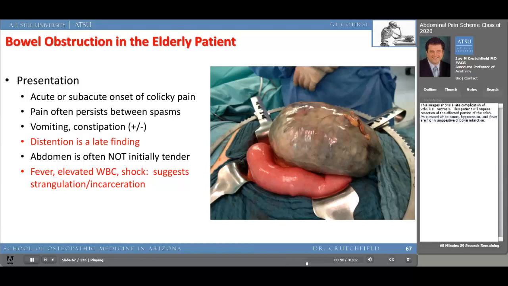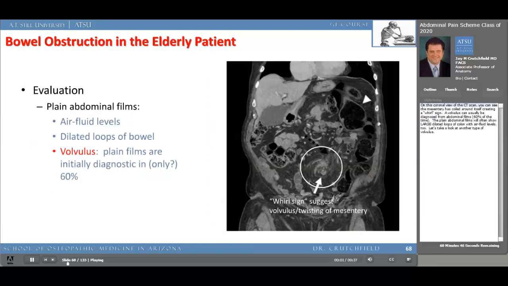In these films, notice how the curve of the twist is away from the cecum. I use the example of the protractor, where the angle of the protractor is away from the cecum. Hopefully this will make sense as we look at the comparison between the cecal volvulus and the sigmoid volvulus x-rays.